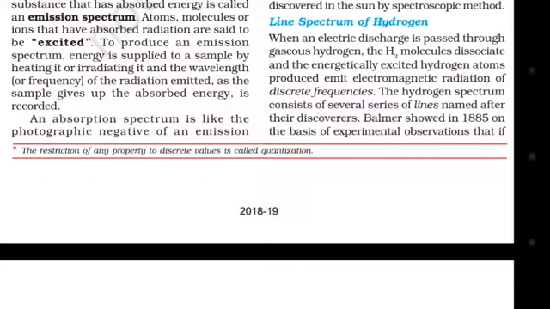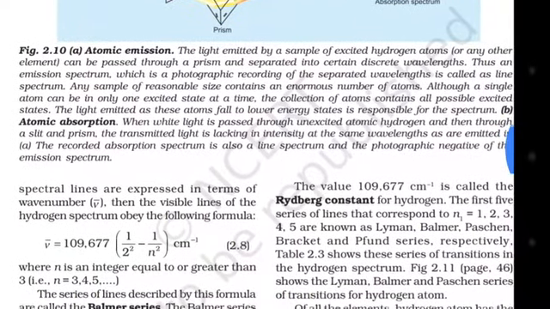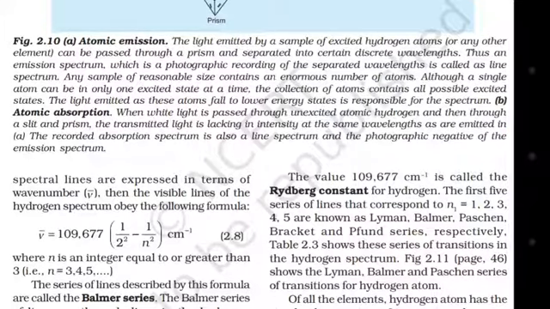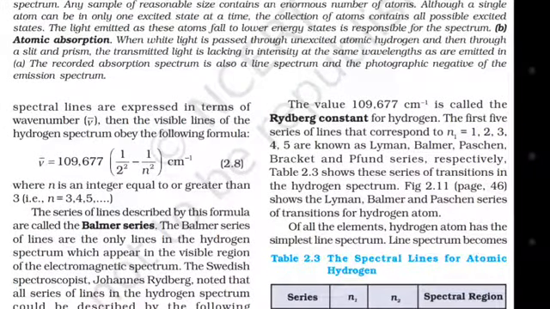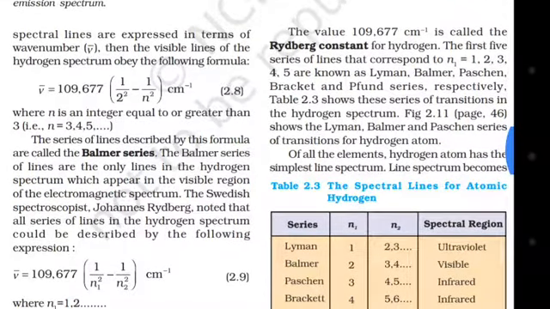Balmer showed in 1885 on the basis of experimental observations that if spectral lines are expressed in terms of wave number, that is nu bar, then the visible lines of the hydrogen spectrum obey the following formula. Nu bar is equal to 109677 into (1 by 2 square minus 1 by n square) per centimeter. This is equation 2.8, where n is an integer equal to or greater than 3, that is n is equal to 3, 4, 5. The series of lines described by this formula are called the Balmer series. The Balmer series lines are the only lines in the hydrogen spectrum which appear in the visible region of the electromagnetic spectrum.